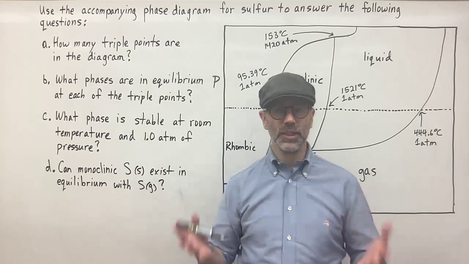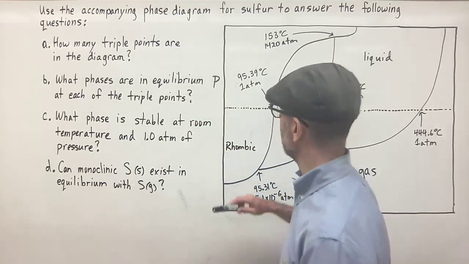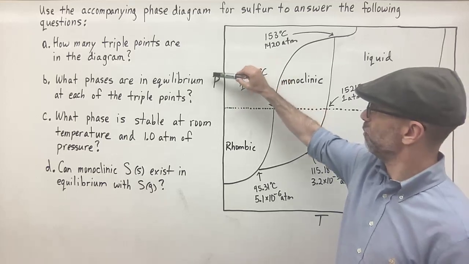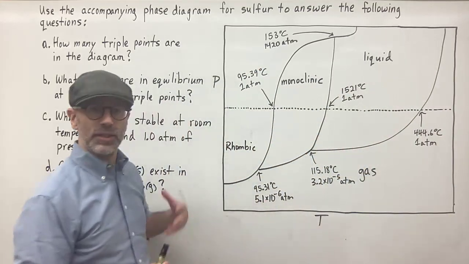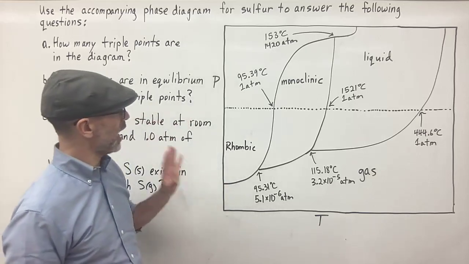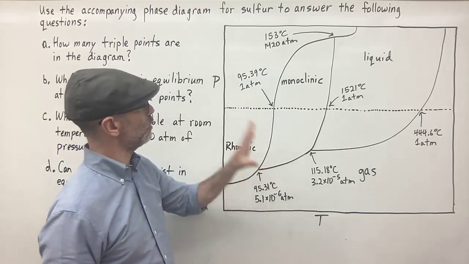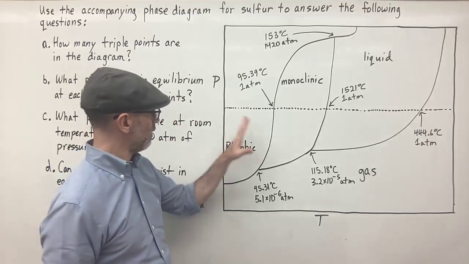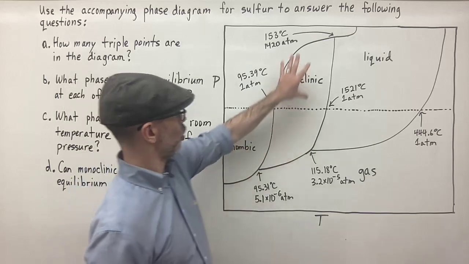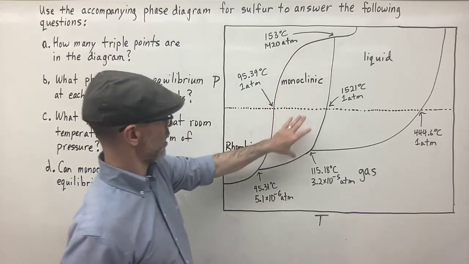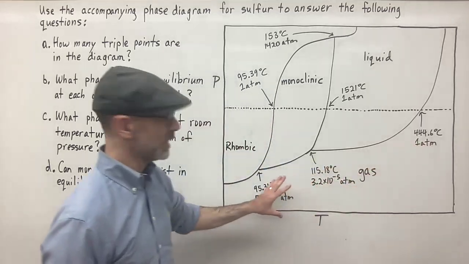Okay, so let's go over the phase diagram. Now, the phase diagram gives you a relationship of pressure to temperature. And so I feel like I'm a weatherman. So here we have the temperature and pressure, and here are the phases of sulfur. So we're looking at sulfur. We have the rhombic phase in this area here. We have the monoclinic phase here. We have the liquid phase here, and we have the gas phase here.